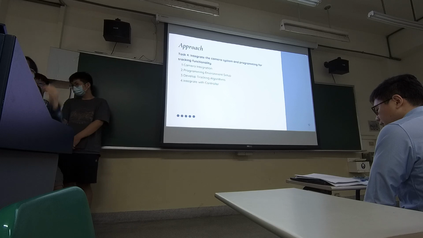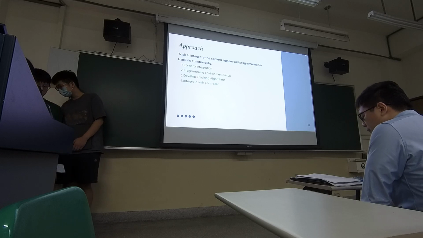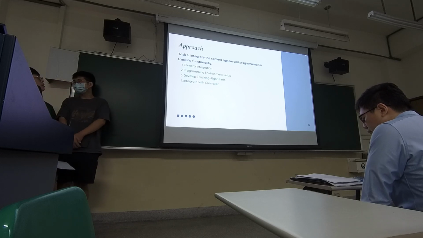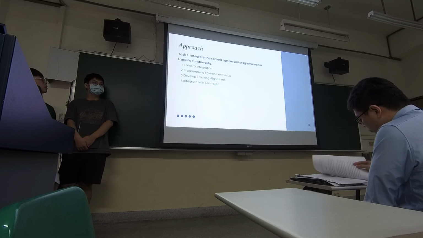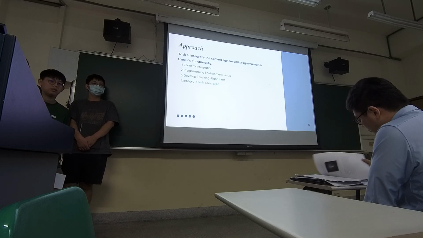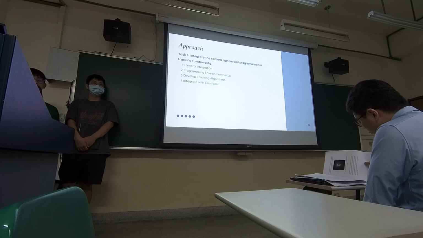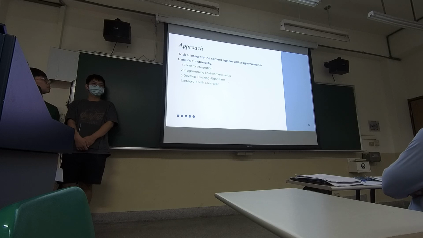Test 4 is integrate the camera system and programming for tracking functionality. First step is install the camera model on the lens to ensure optimal position and angle. Then we set up the development environment, choosing the appropriate programming language and libraries. So we write a program to implement object tracking functionality, testing and optimizing the algorithm.